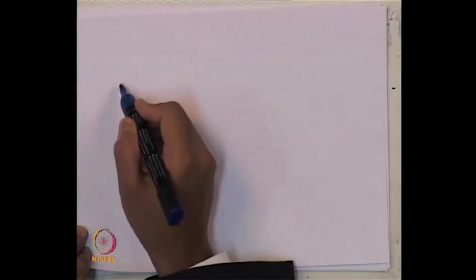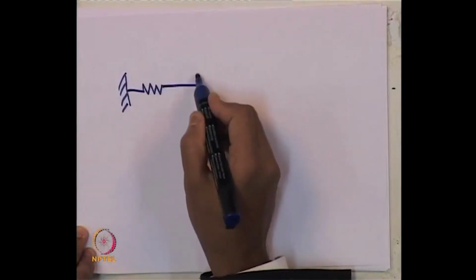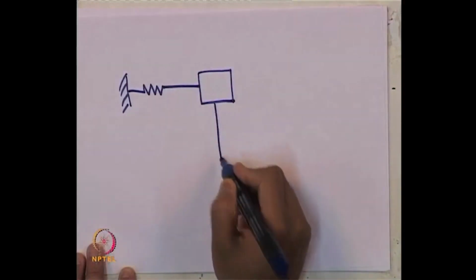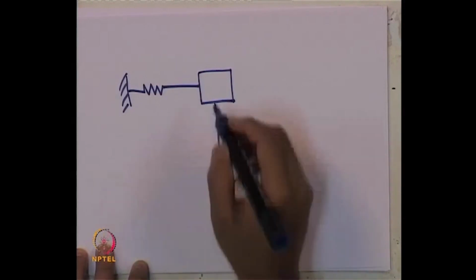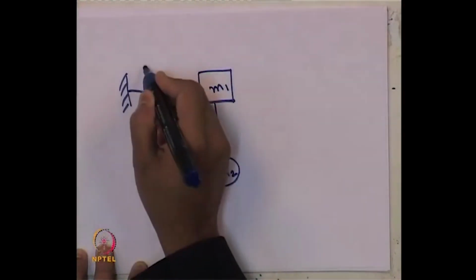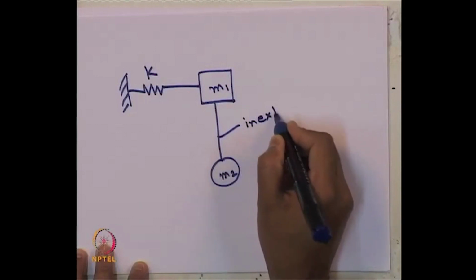Let us take another example. If we have a system with a combination of a linear spring connected to a mass, then connected to a bob or pendulum kind of arrangement, how many degrees of freedom does this problem have? This is mass say m 1, this is mass say m 2, this is spring k, and this rod let us say is inextensible.